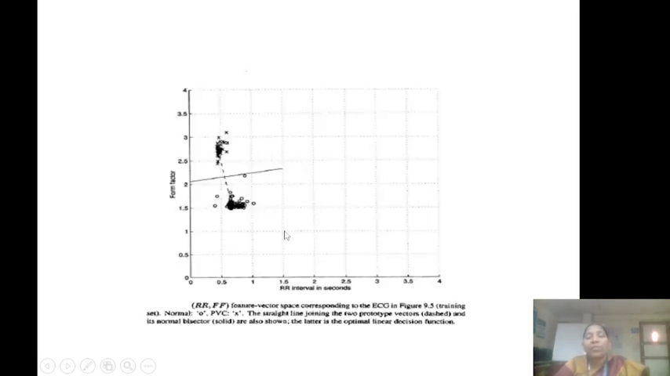The feature vectors are plotted as R2R interval versus form factor. All the signals are plotted here. The O represents normal and the X represents PVC. This line is the decision line which discriminates the normal and the PVC. You can see that only the normal signals are located below the line and only the PVCs are located above the line. So the two groups are properly separated.